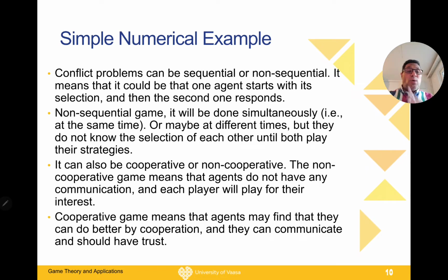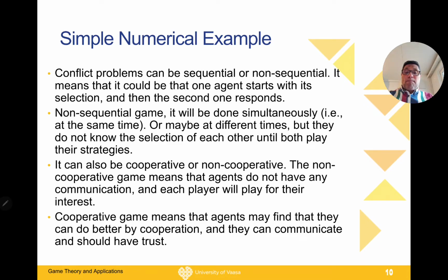So sequential means that one agent takes the decision after another agent. So it is called a sequential game. It can also be non-sequential. Non-sequential means that no one depends on the other, so they can act at the same time. No one knows what strategy is taken by someone else. So they make their own decisions independently. So it is a non-sequential game.